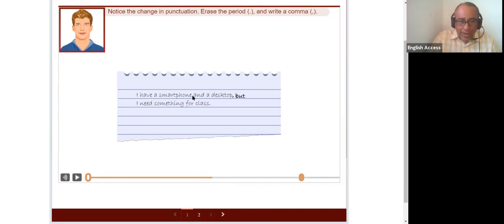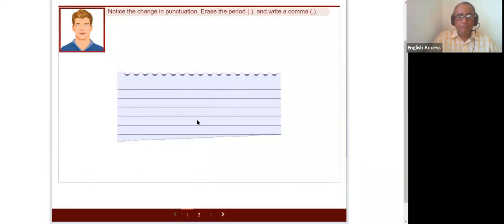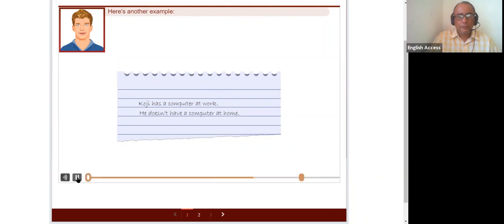And also we have here and joining two nouns, a smartphone, desktop, but to join a different information. Here's another example. Koji has a computer at work. He doesn't have a computer at home. Notice the change in punctuation. Erase the period and write a comma. Change the capital letter H to small h. Koji has a computer at work, but he doesn't have a computer at home.